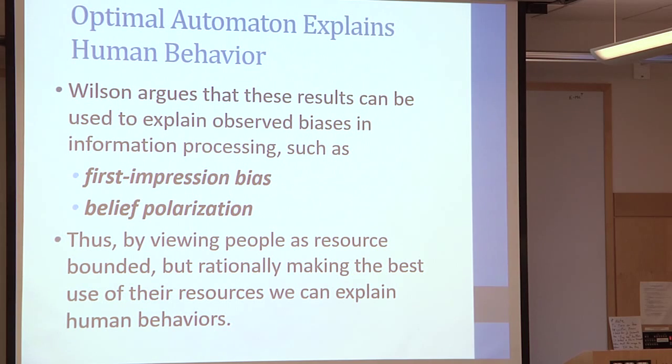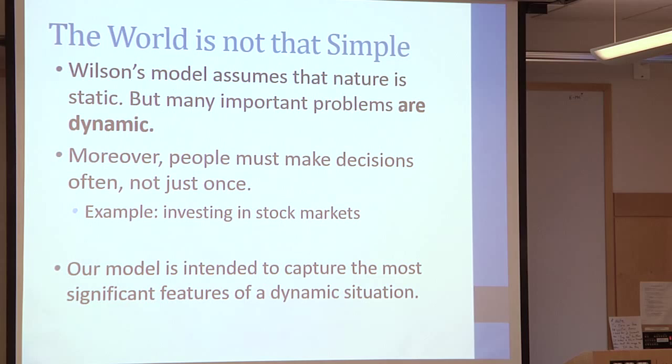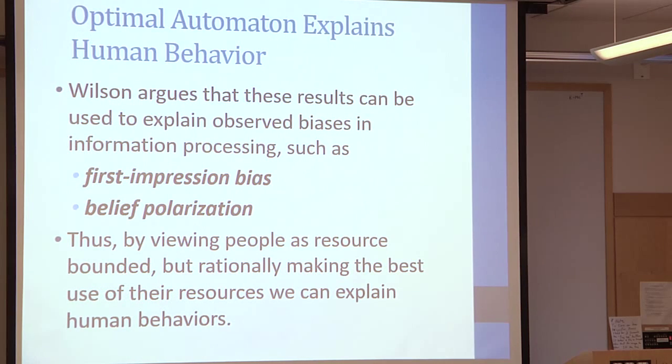Good. So here is an example that by viewing people as resource bounded, we can actually explain known biases in how people make decisions. These are observed phenomena in people's decision making that are irrational, but there is an explanation. They're actually rational if we think of people as finite automata. Yes, so can you explain why it is optimal to ignore all the k-2 signals?